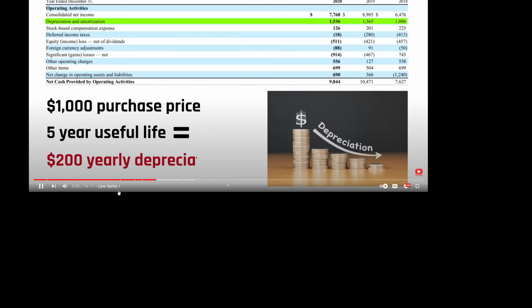know as an investor. The next line item that is important to pay attention to is stock-based compensation. This is simply when a company pays its employees in stock instead of purely just cash.